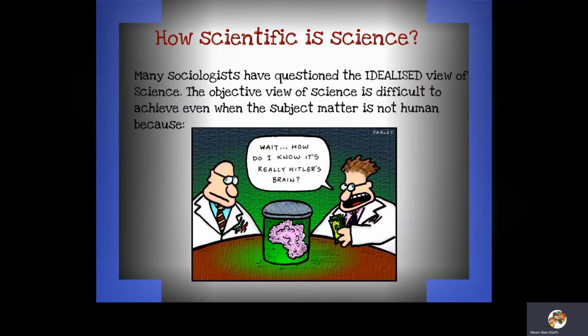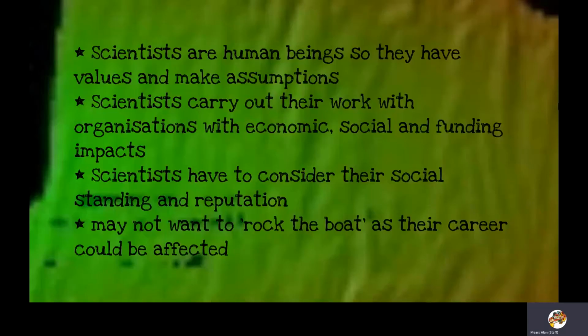Some of the things to be aware of are that scientists are human beings, so they have values and they make assumptions. Scientists can carry out their work with organizations that might provide economic or social support or even funding. So who scientists choose will affect their research, because they want funding for their projects. Scientists have to consider their social standing and reputation, so they don't want to present information that looks inaccurate. They may stick with more established theories and practices, and they may not want to rock the boat, as their career could be affected. So even science as a topic is open to changes and influences that could remove those values of objectivity and value freedom that we tend to associate with science.